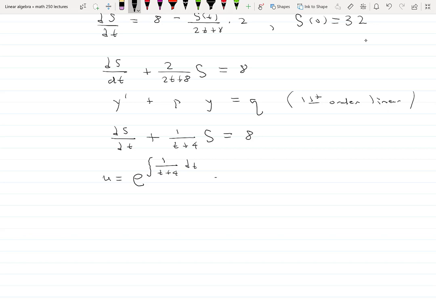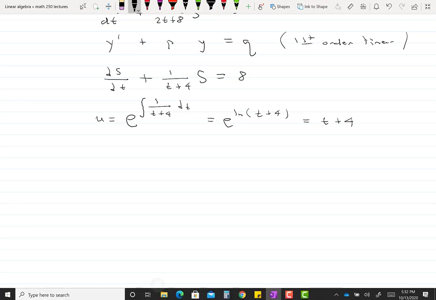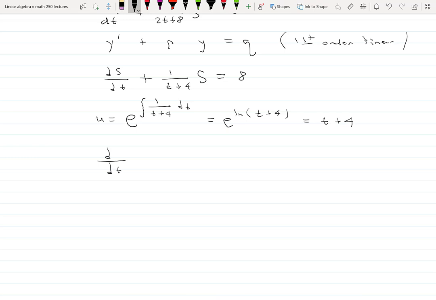And our functions are with respect to time. So this is e to the natural log of t plus 4. No absolute value is necessary here as long as we assume that t is greater than 0. And we remember we leave out the constant of integration for the integrating factor. So we have t plus 4. This integrating factor guarantees that the left-hand side of my differential equation looks like the single derivative of my integrating factor times the variable. It was uy before, so now it's t plus 4 times S, since our variables are t and S, equals, multiplying both sides by t plus 4, I get 8 times t plus 4.